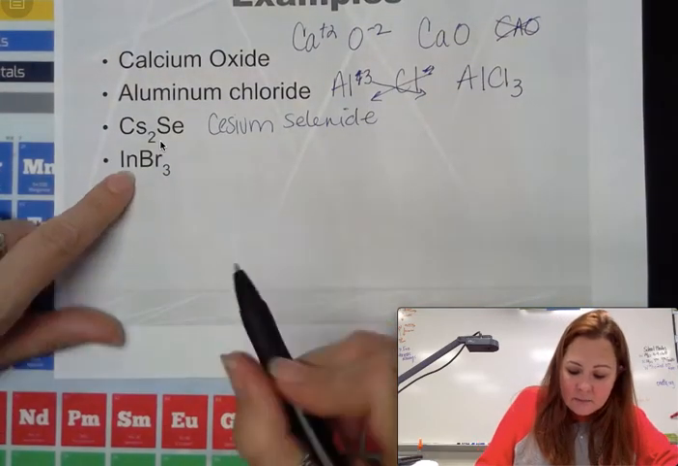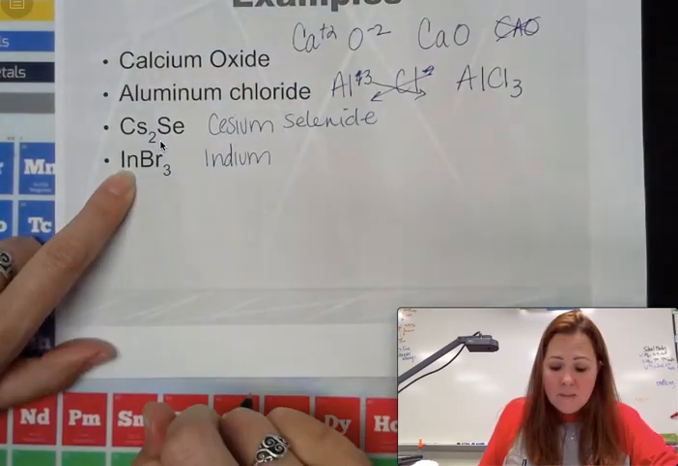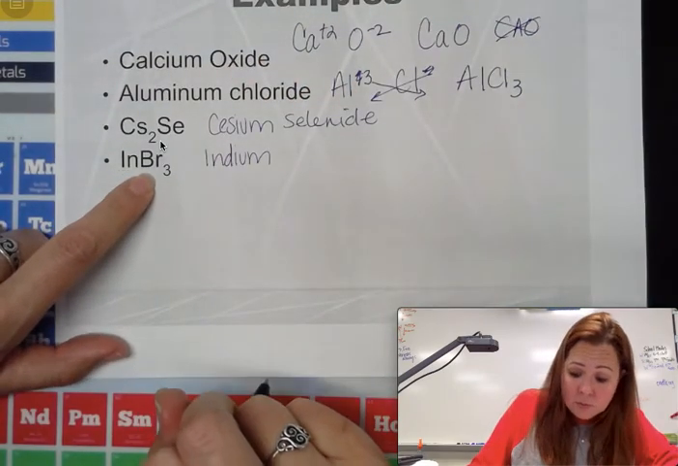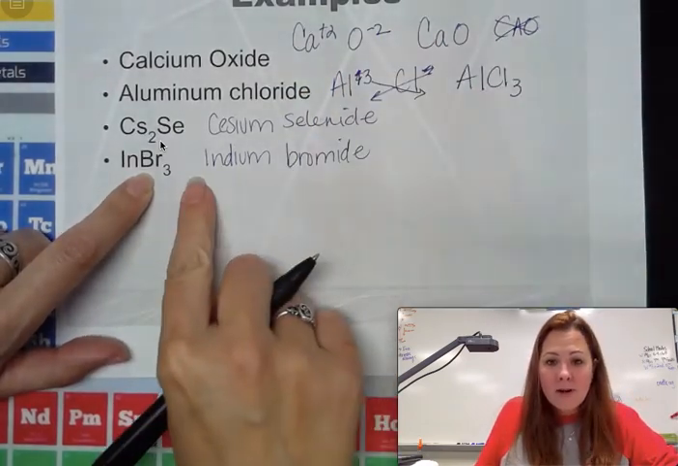IN is indium. Cation name stays the same. BR is bromine. Bromine becomes bromide. So this one's just indium bromide.